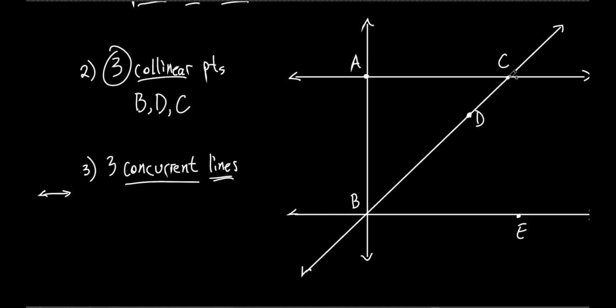Yeah, they all intersect here, but are there 3 lines that intersect at that point? No. Where is the only place where 3 lines intersect? Hopefully you see it. It's right here. This is where the lines intersect. So what 3 lines intersect at that point?